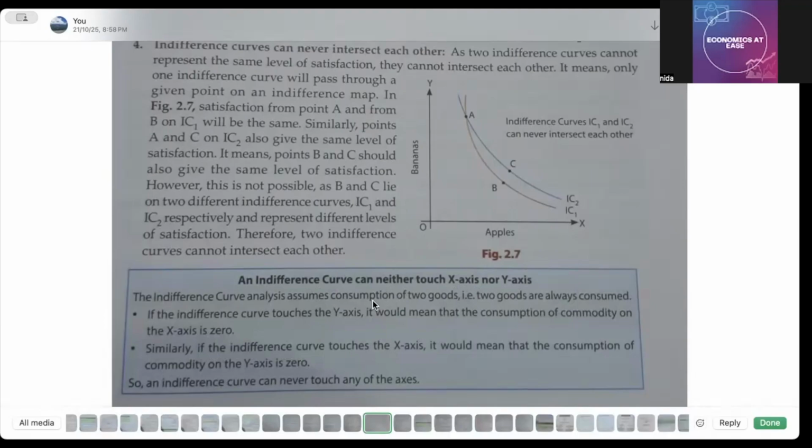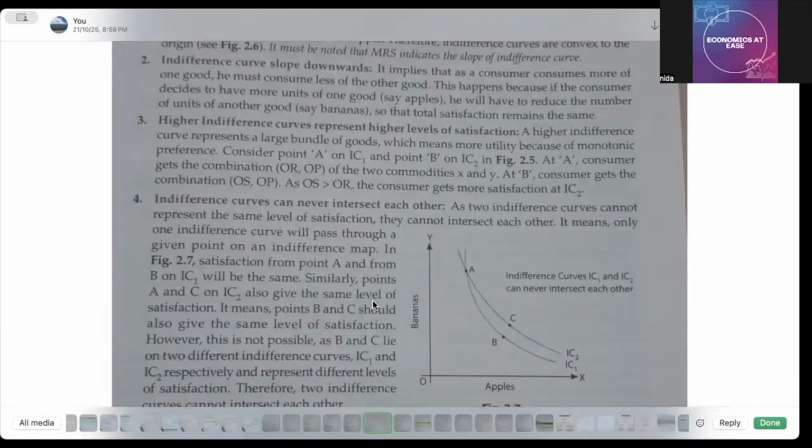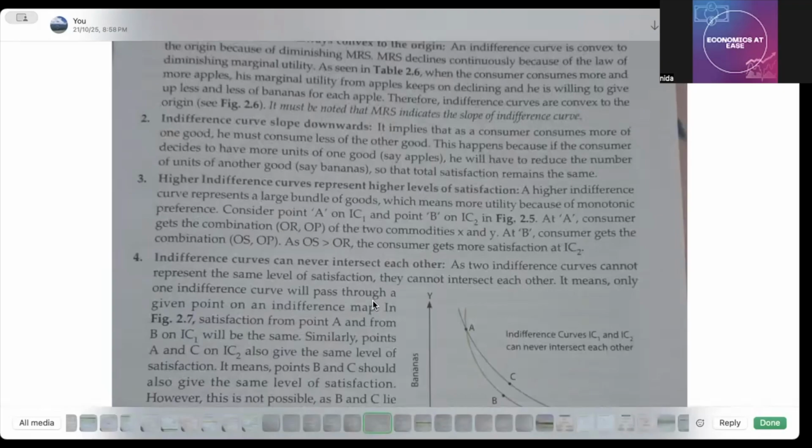So if indifference curve is asked, then you must know the meaning of indifference curve. Okay, then assumptions and the diagram and properties of indifference curve, you will mention in just 2 to 3 words. Okay, and this will complete your whole answer and you will score more.